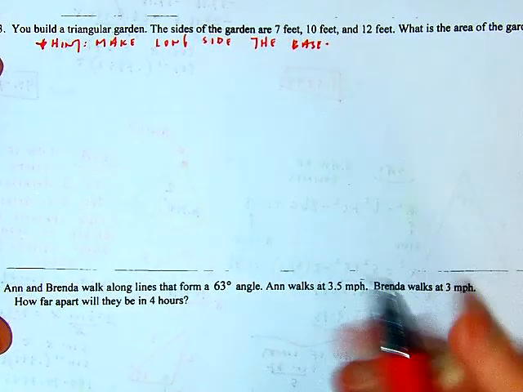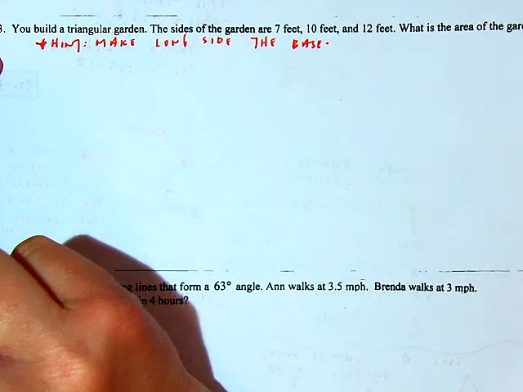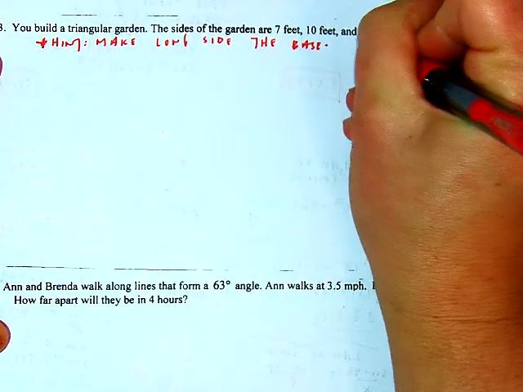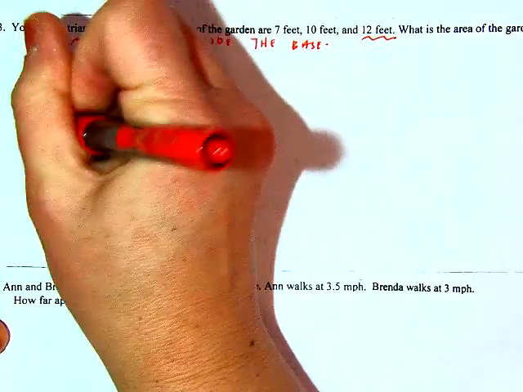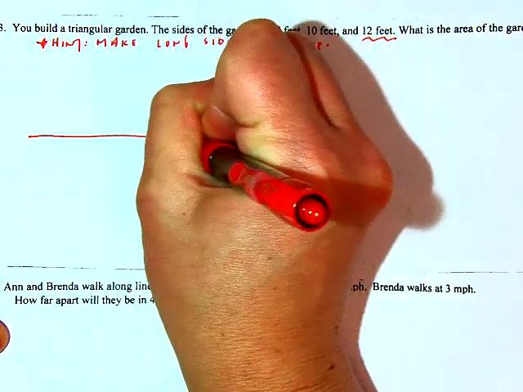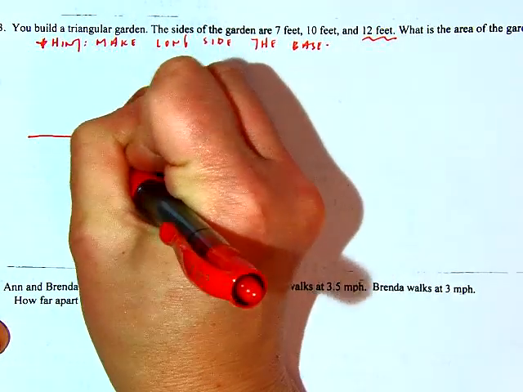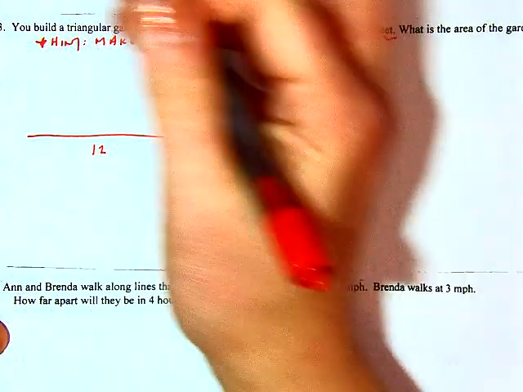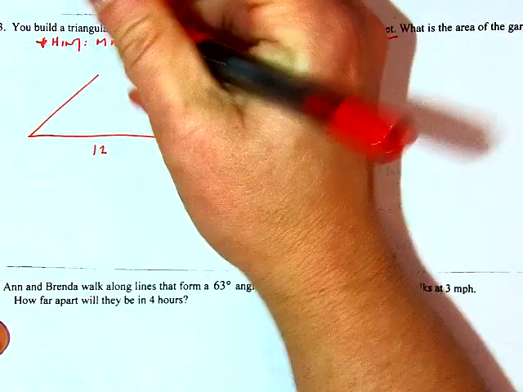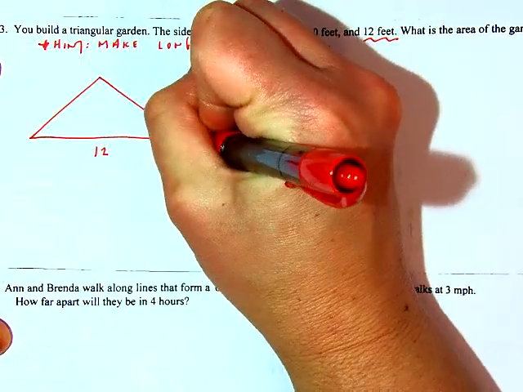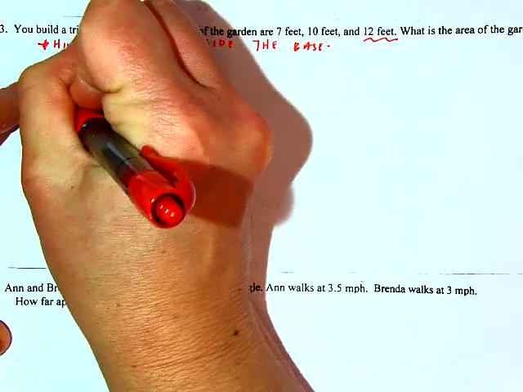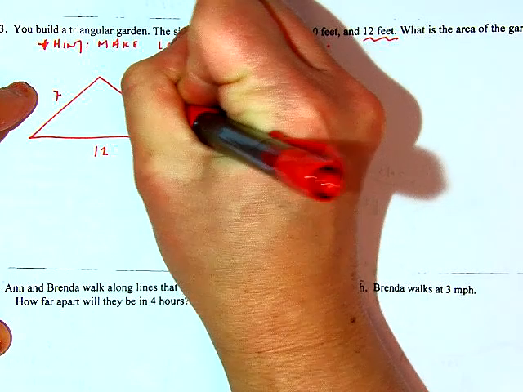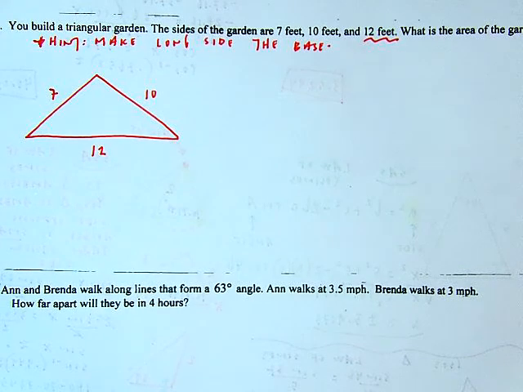It just makes it easier to picture. All right, so let me draw myself a visual. My longest side here is 12, so I'm going to make that my base. So here is the 12. I have sides that are 7 and 10, so let me draw that in to give myself a visual anchor. I know that this is not to scale. So 7 and 10.